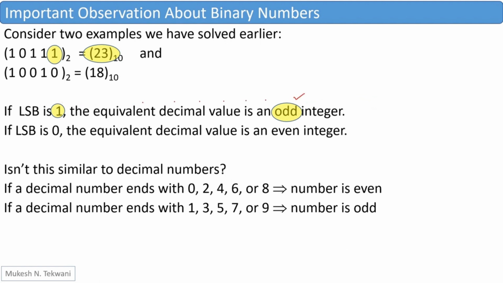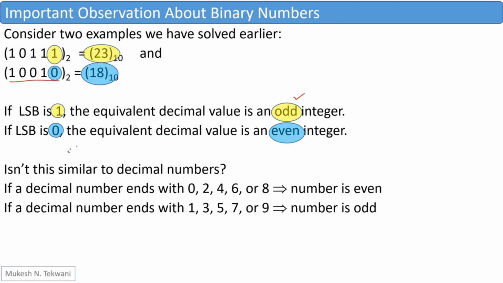Let us take the next example where our binary number was 10010. Here the least significant bit was 0. The decimal equivalent of this was an even number, and therefore here is our result. If the least significant bit is 0, then the equivalent decimal value is an even integer.